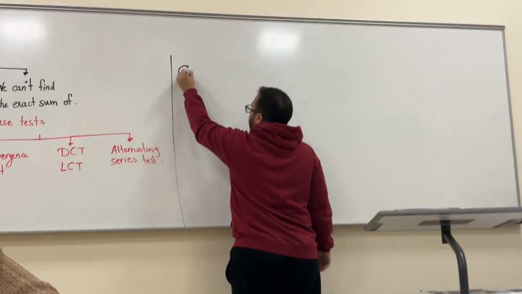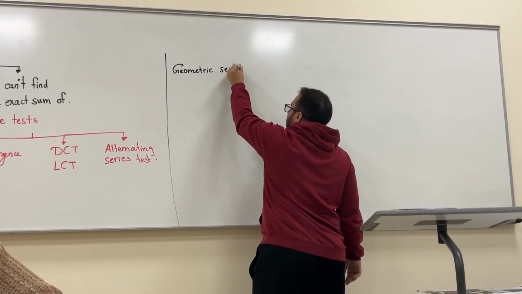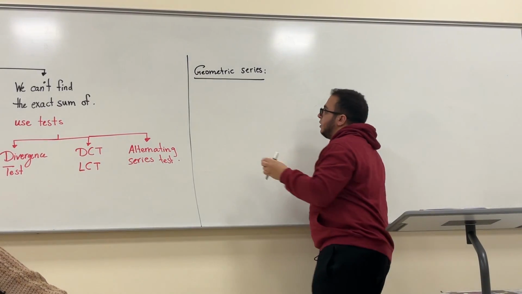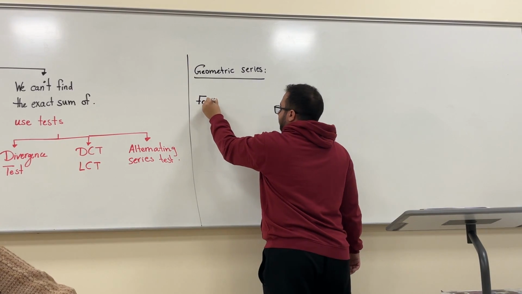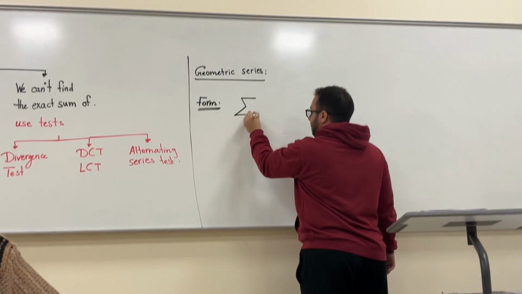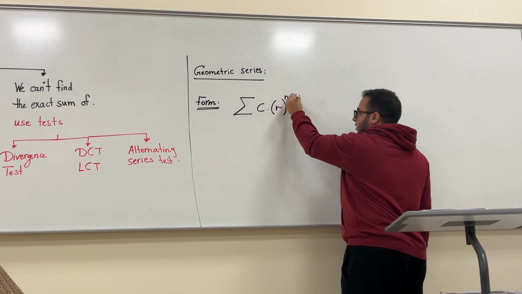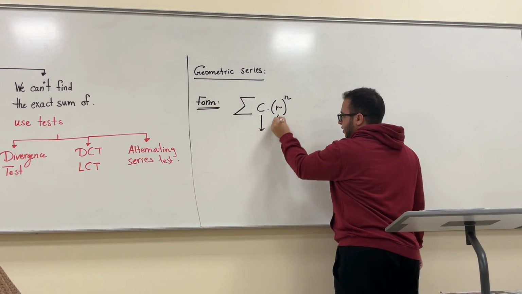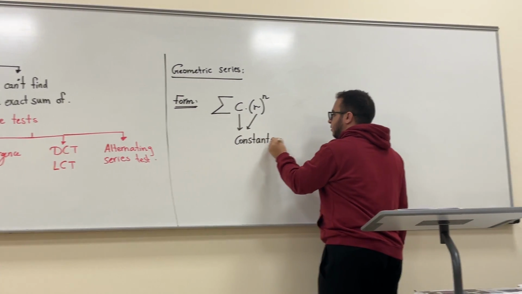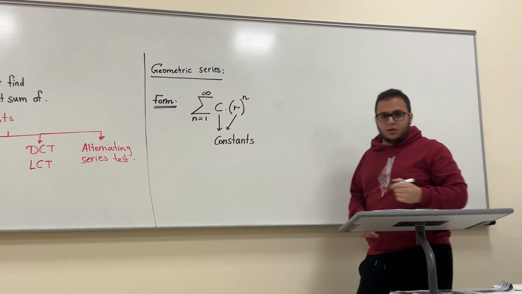Let's talk about geometric series now. How does it look? Geometric series have a specific form. That form is summation of some constant C, multiplied by some constant R, to the power n. So C and R here are constants. n equal 1 to infinity or whatever. Okay?